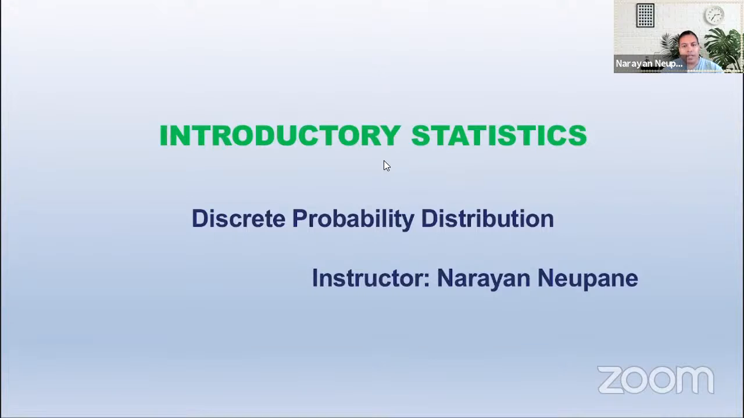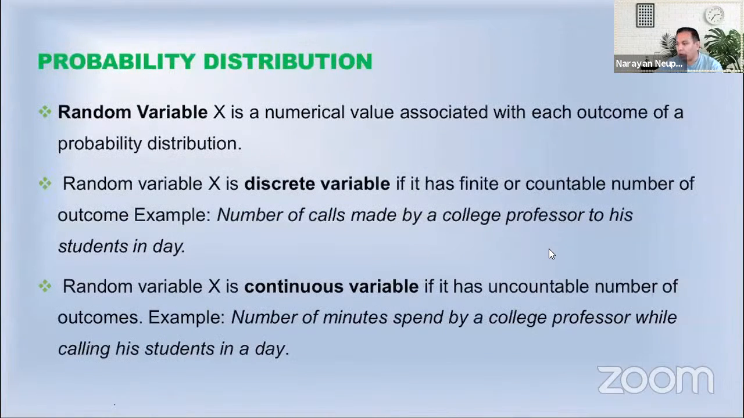We started probability in previous chapter, chapter 4. We worked on the fundamental probability in chapter 4. Here in chapter 5, we'll be exploring the distribution, and it is called the probability distribution. First, we are going to look at the basic terms related to the probability distribution.